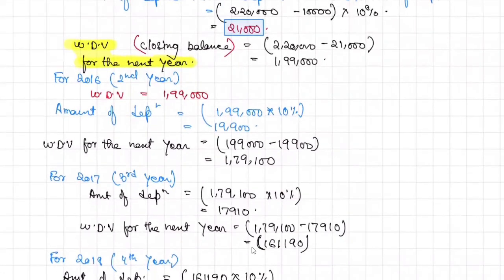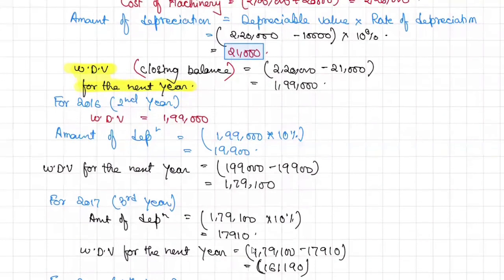Which one, Alan? 1,89,000. Are you saying this one? 1,89,000, 2016. No, no. It will be 199. 2,20,000. Okay. Minus 21.